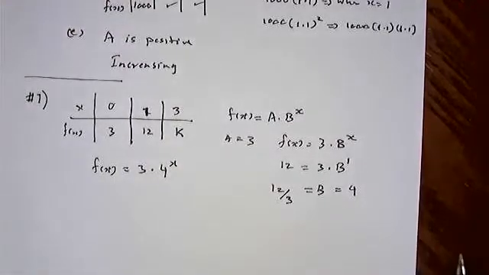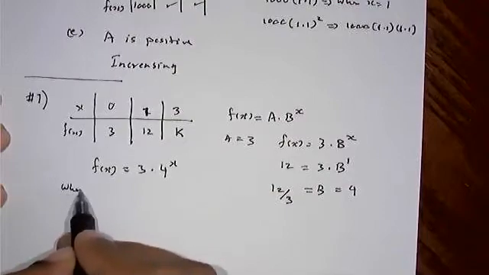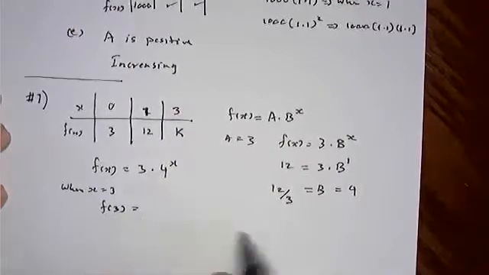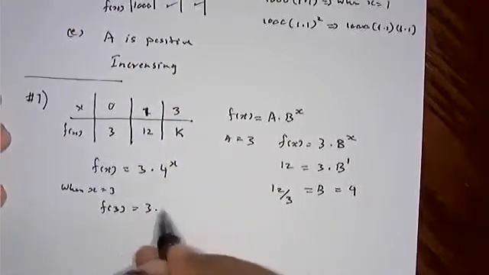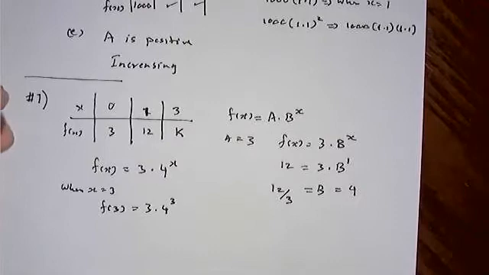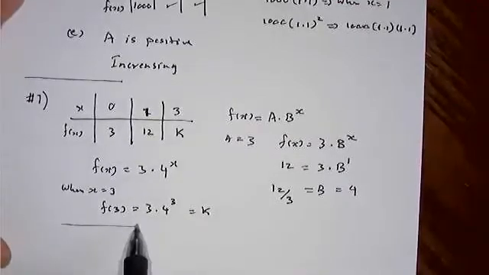So that's your function. Now, if I want to find the value when x equals 3, we can evaluate this function at x equals 3, which gives 3 times 4 to the power 3. So by simplifying, we can identify the value of k. So that's one method.